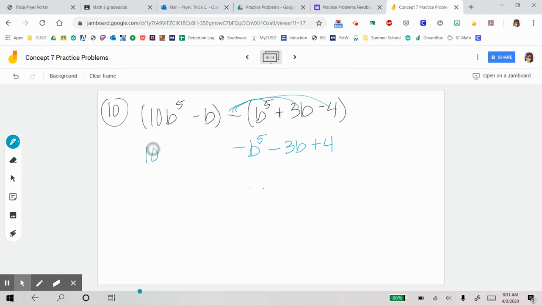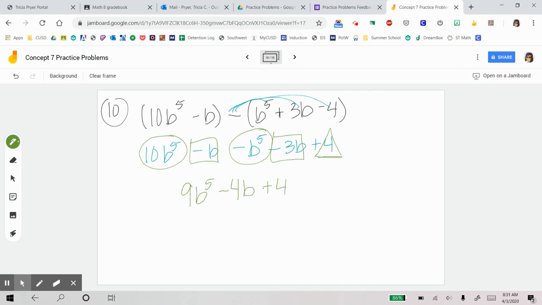So minus b to the 5th minus 3b, and then a minus of a minus would be a plus 4. And I still have 10b to the 5th minus b. Okay, and then I need to combine the like terms, 10b to the 5th and negative b to the 5th. Those combine to get 9b to the 5th. Negative b and negative 3b is negative 4b. And then finally, we just have that constant of 4. And then that is as much as we can simplify.